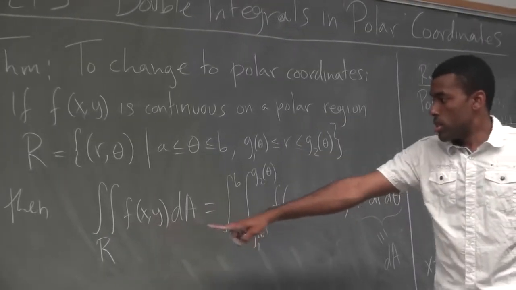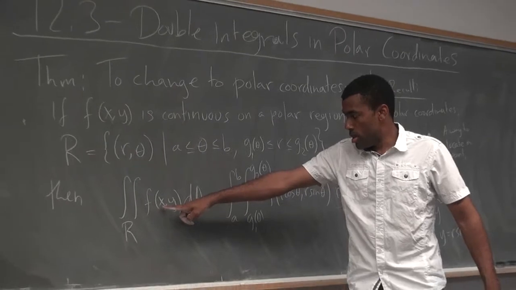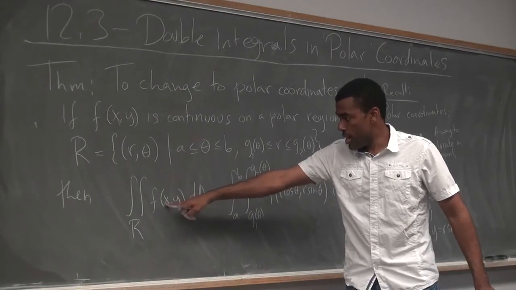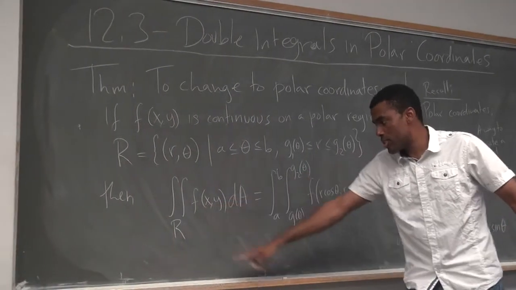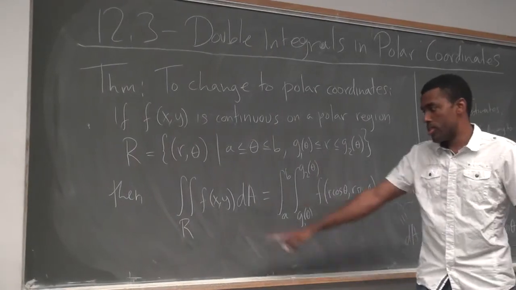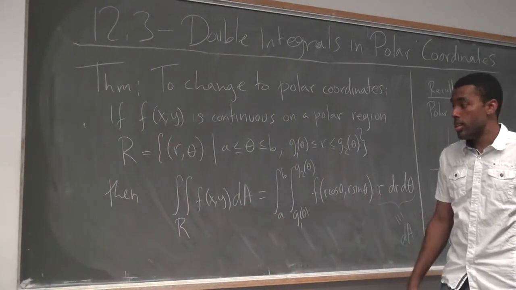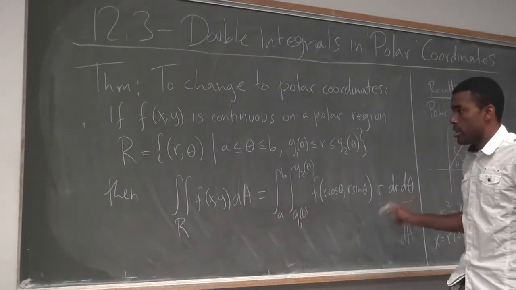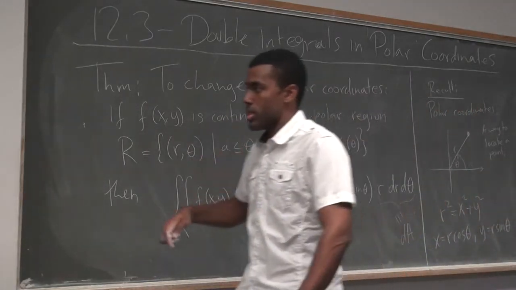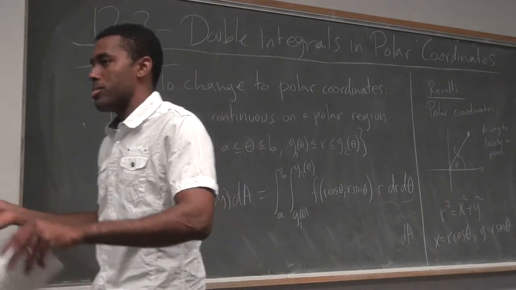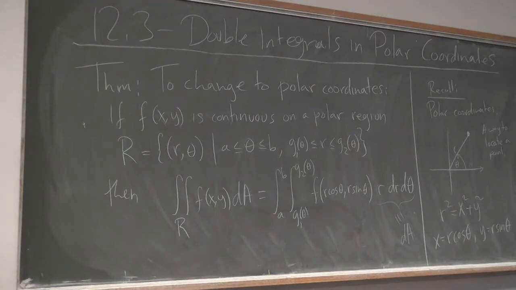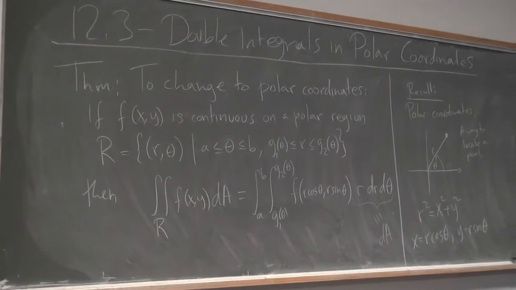So just as you would normally, wherever you see x in your original function, replace it with r cosine theta. Wherever you see y, replace it with r sine theta. Your dA is replaced with r dr d theta, and they proved in the book why this works. They found the delta A and described it in terms of areas. We're going to skip that. Yeah, that's it.